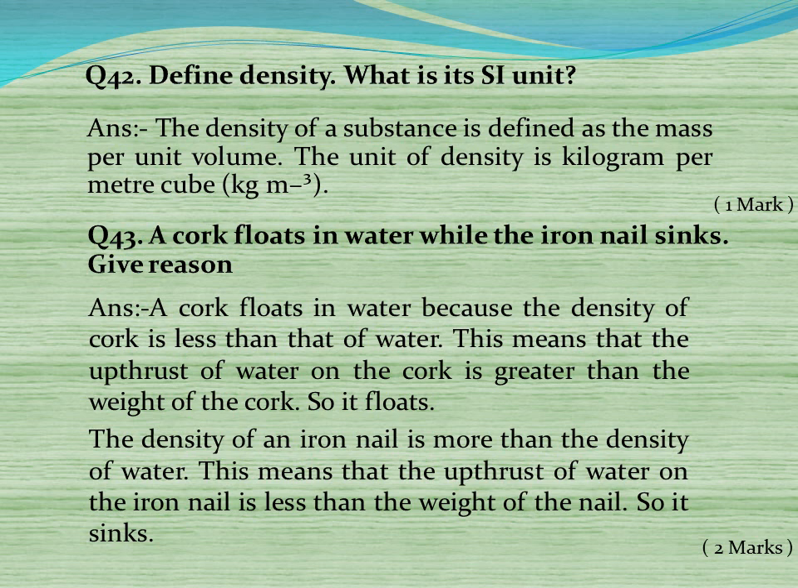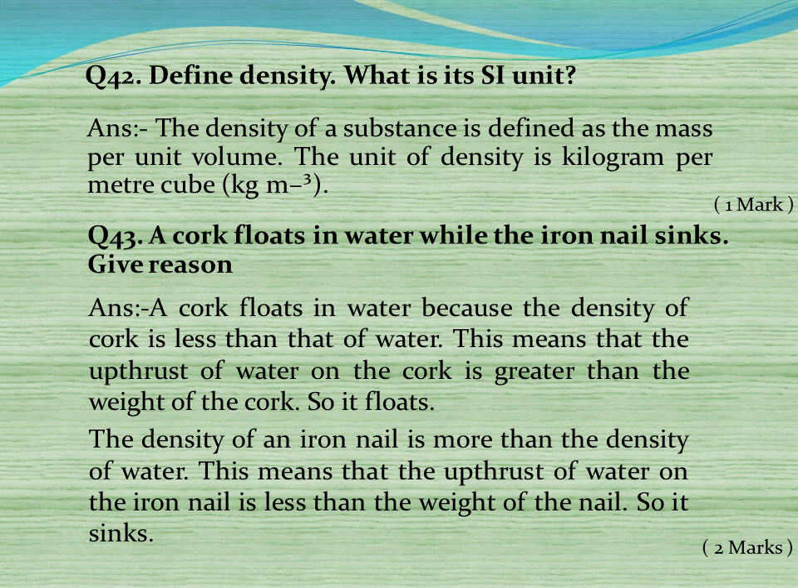Question number 42. Define density. What is its SI unit? Answer. The density of a substance is defined as the mass per unit volume. The unit of density is kilogram per meter cube.